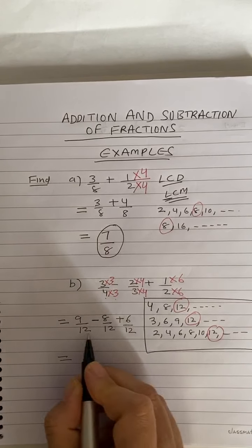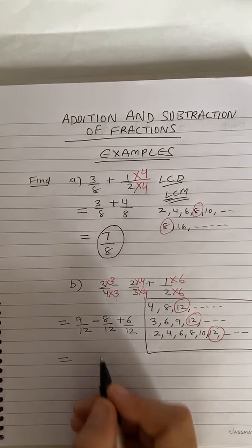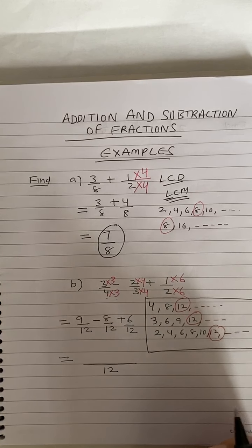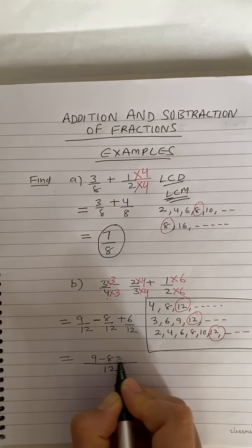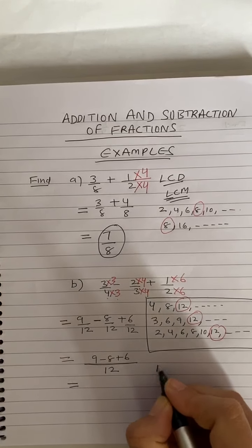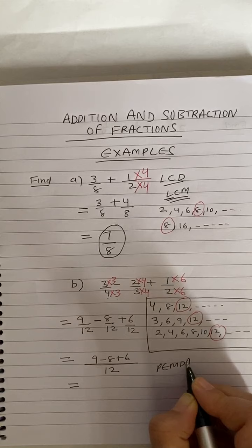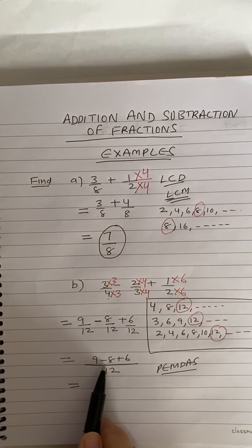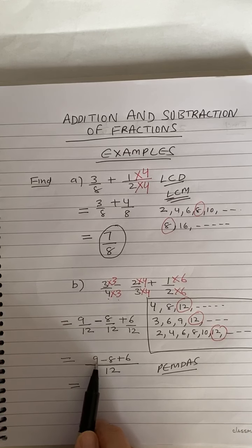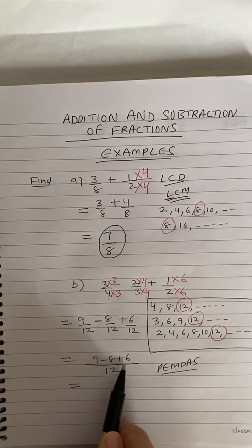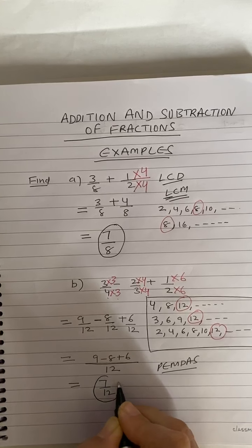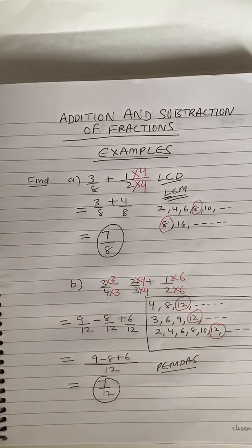Now the way you will combine them is, you have the same denominator. So in the denominator you will write 12, and then it's 9 minus 8 plus 6. And then remember PEMDAS. You can do addition and subtraction from left to right, so you don't have to do addition first. We can do 9 minus 8, which is 1. 1 plus 6 is 7. So 7 divided by 12 is your final answer here.